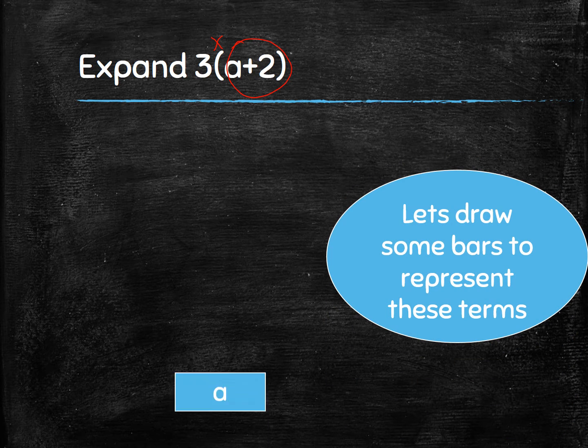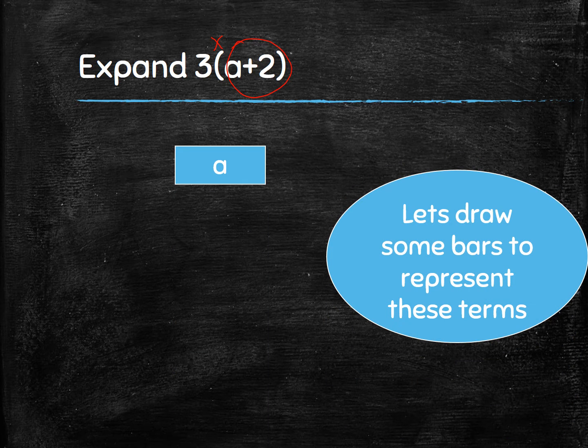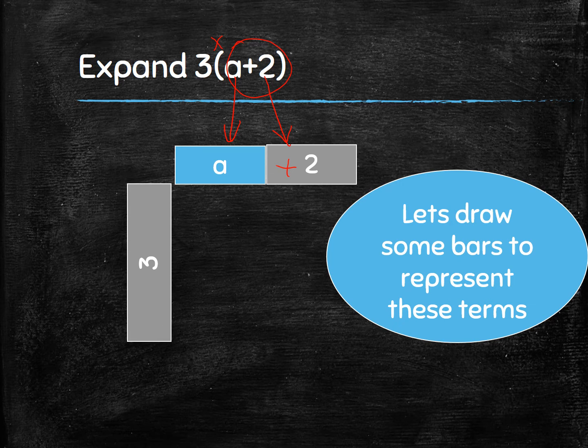So we're going to draw some bars to represent these things. So the first a comes from that a there. And then we've got plus 2 here that comes from this bit here. So that's our bracket that we've written at the top. Now the thing that we're multiplying it by is what's in front, and that's the 3. Okay, so we're going to treat it kind of as a little multiplication table.